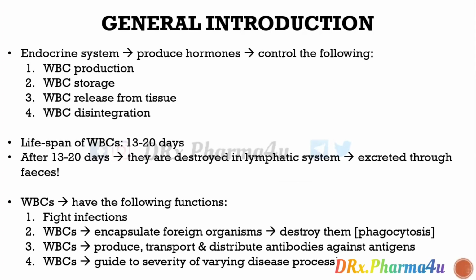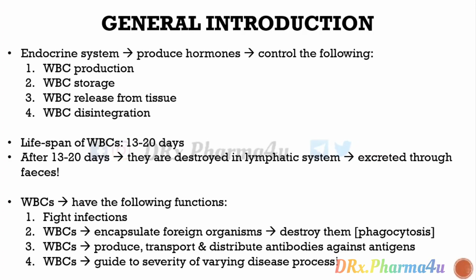Actually, the endocrine system is very important in this regard, because the endocrine system produces hormones, as you know, and these hormones control the activities of WBC. That is with regard to the production of WBC, the storage of WBC, the release of WBC from tissue when there is an antigen or any kind of inflammatory condition, and also the destruction of WBC. So if you are having any kind of problem in your endocrine system, then the WBC count may vary, depending on which kind of endocrine problem you are suffering from. These are the practical aspects that you can know.